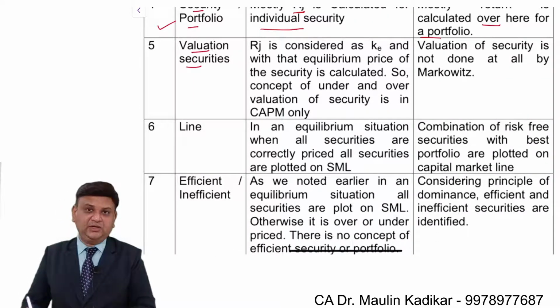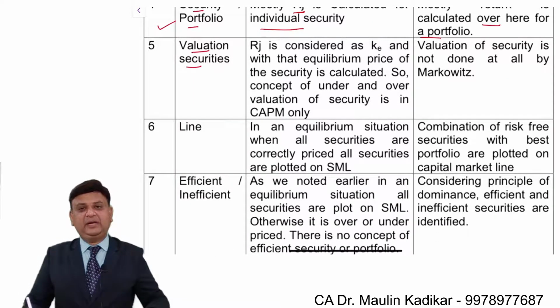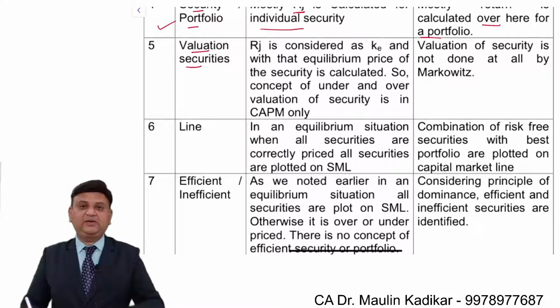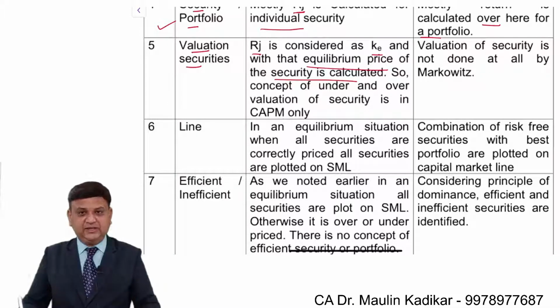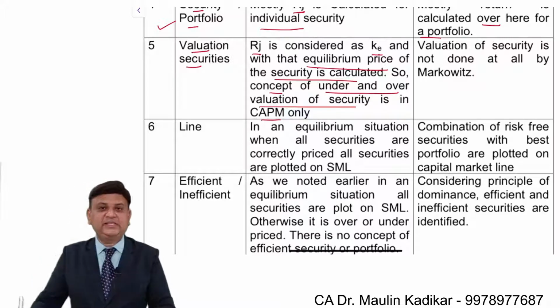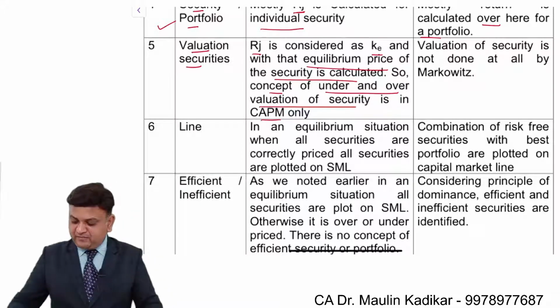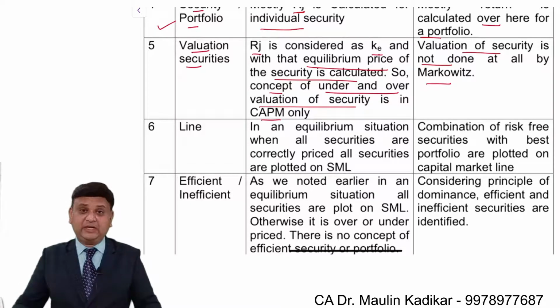Valuation, this is an important difference. CAPM helps an investor decide what the value of the security is. RJ is considered as the cost of equity, and with that the equilibrium price of the security is calculated. So the concept of undervaluation and overvaluation of the security is in CAPM only. Valuation of the security is not done at all by using the Markowitz model.